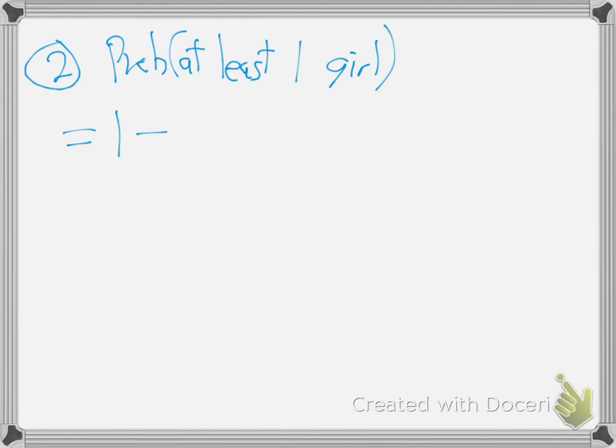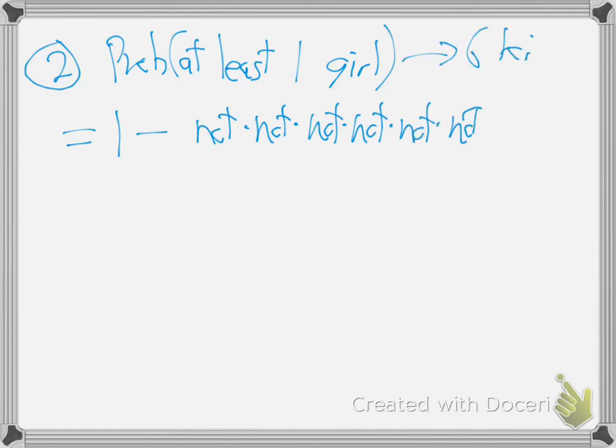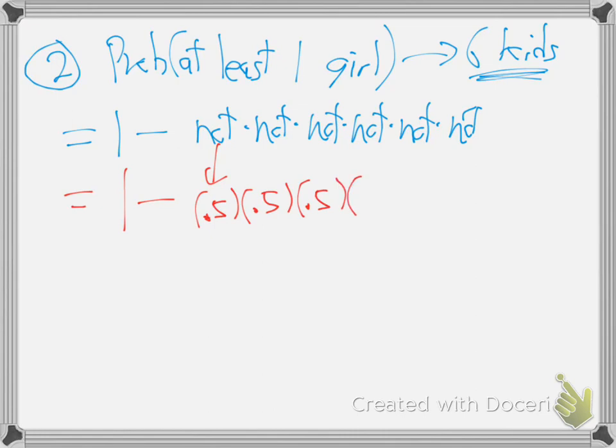So number 2, probability of at least one girl. It's 1 minus the chance of not, and not, and not. And we're talking 6 kids here, right? I should have written that. So what's the chance of at least one girl in 6 kids? It's 1 minus. Now what's the not having a girl chance? 0.5. 1/2 or 0.5, same thing, right? We'll just go to decimals.